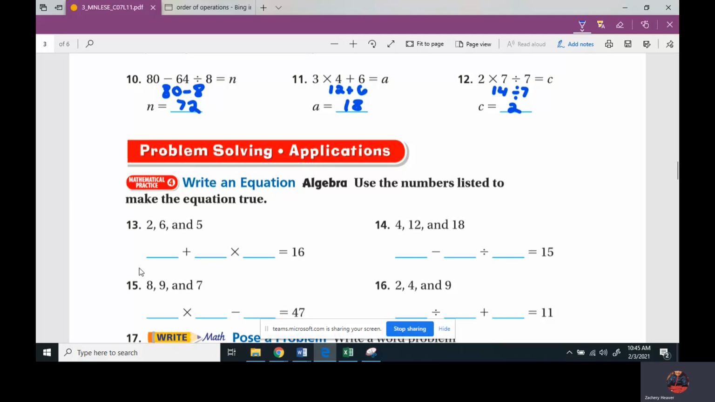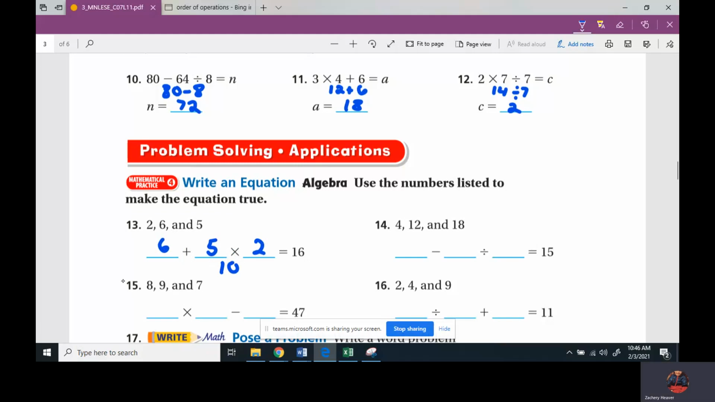So we have to use algebra to make this true. Well, we have 2, 6, and 5. So if I do 2, 6, and 5, I know I have to multiply first. So 6 times 5 is 30, and 30 plus 2 makes 32. Is that right? No. So let's switch some around. Let me switch my 2 and my 5. I know 6 times 2 is 12. 12 plus 5 is 17. We're still not right. So let me switch my 5 and my 6. 5 times 2 is 10. 6 plus 10 is 16. There's our answer.